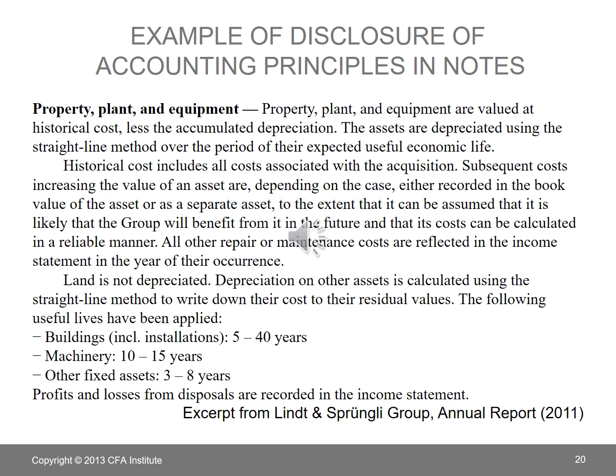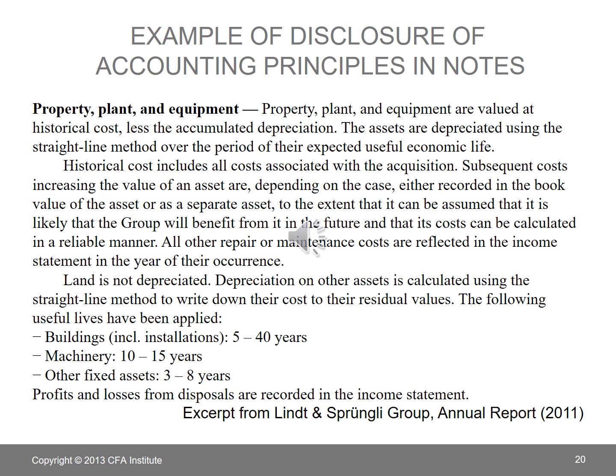Remember from your accounting course, you're probably already aware what historical cost means, but just to remind you, it basically means that they use the price they actually paid for that specific property, plant or equipment when they purchased it. So they don't use the current market price, they use the historical price or historical cost. Okay, and then they subtract the accumulated depreciation, just like what you've learned in accounting. They use the straight line method for their depreciation calculation. And the third thing is that they capitalize expenditure that will provide future benefits and that can be reliably calculated, and expense all other expenditures in the year incurred. So in the current year that the expense has occurred in.